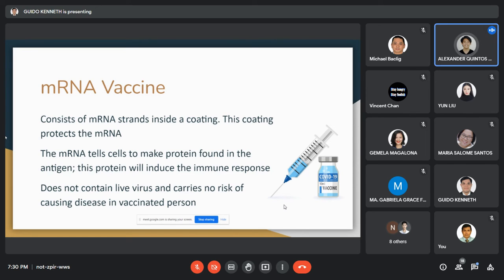So mRNA vaccines consist of mRNA strands inside a coating, and this coating protects the mRNA. The mRNA tells cells to make protein found in the antigen, and this protein will induce an immune response. Again, it does not contain a live virus and carries no risk of causing disease in a vaccinated person.